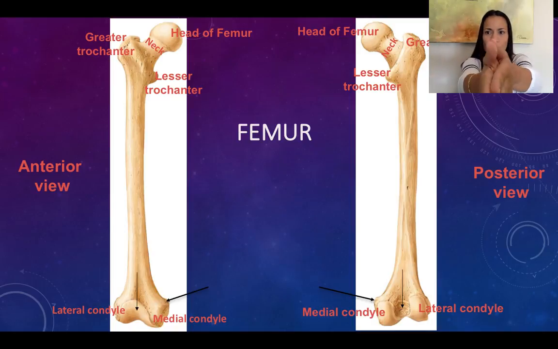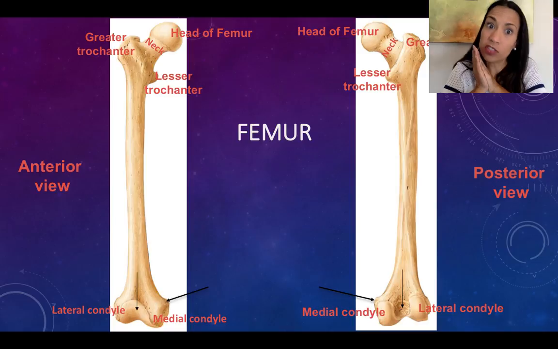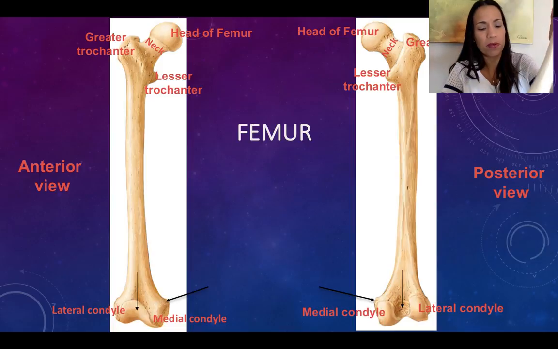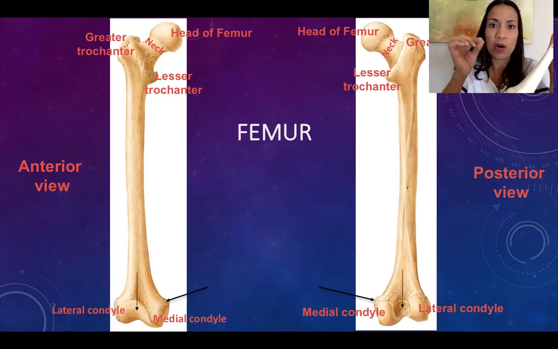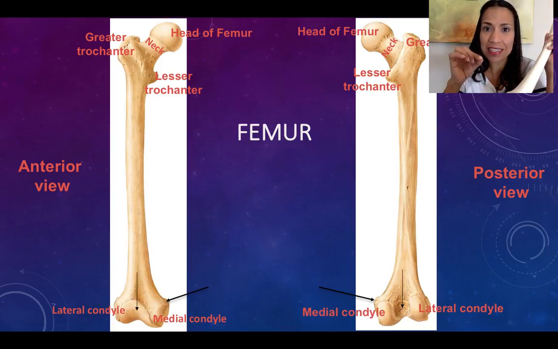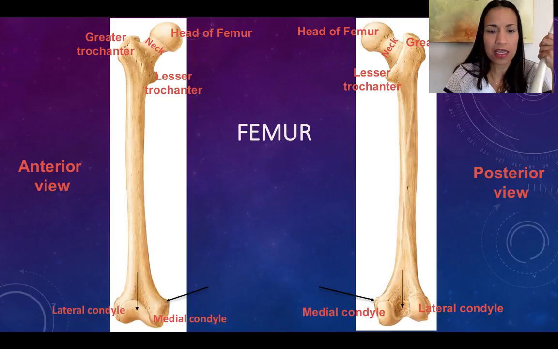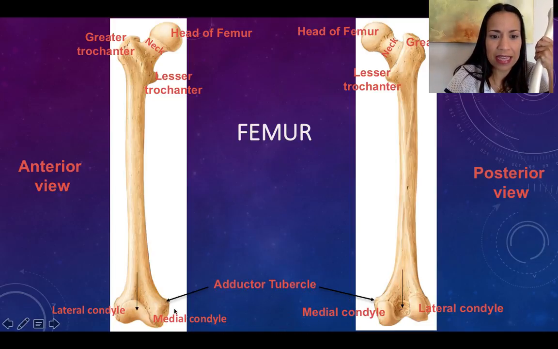Adduction, remember, is closing of the legs. Where do you expect to find the adductor tubercle? It's a tubercle, which is a bump, where the adductor muscles attach. Adductor, so closing of the legs. Are you going to close it medially? So it is located on the medial side, superior to the medial condyle.